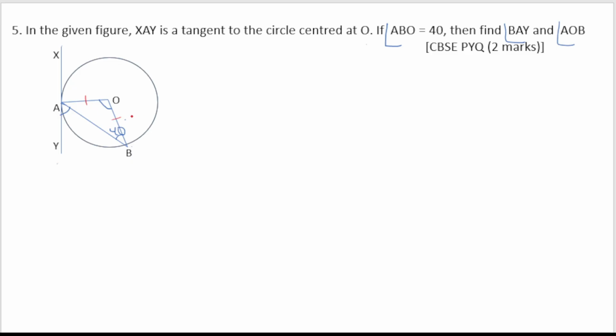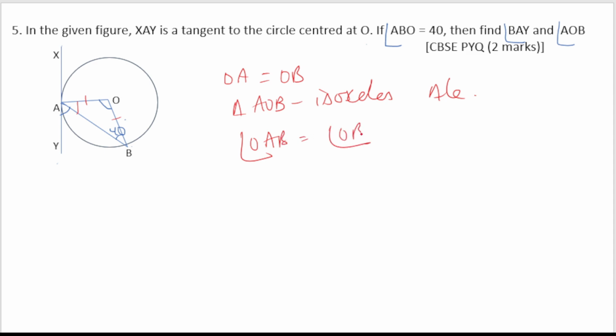OA and OB, these two are radii. These both are equal. So triangle AOB forms an isosceles triangle. So the angles opposite to the equal sides are equal. So angle OAB is equal to angle OBA. It is what? 40 degrees. So this angle OAB, this is 40 degrees.